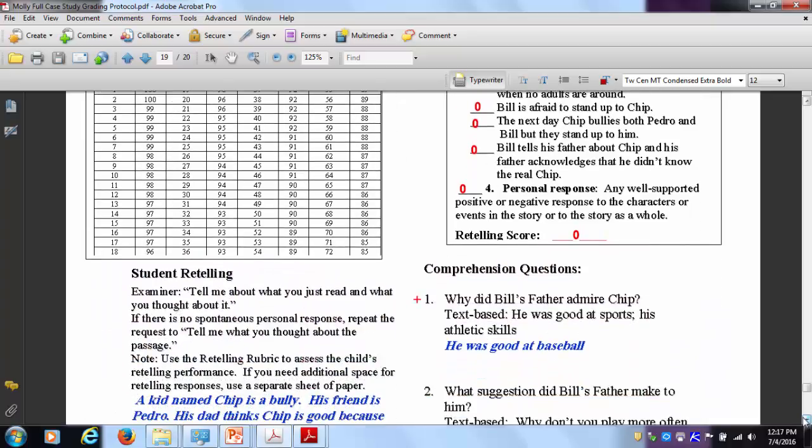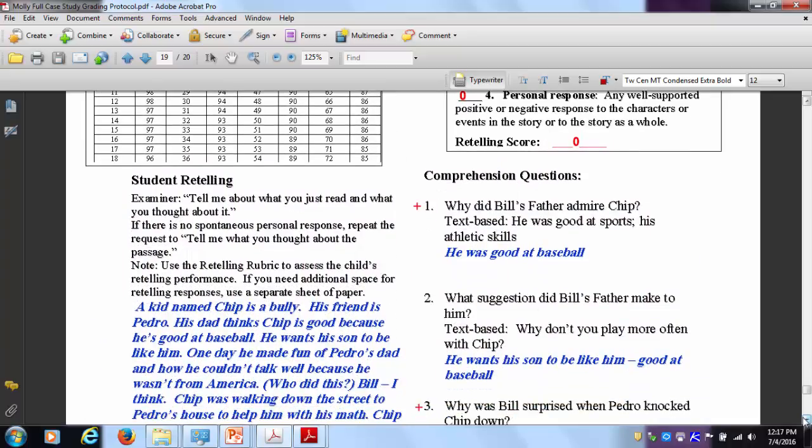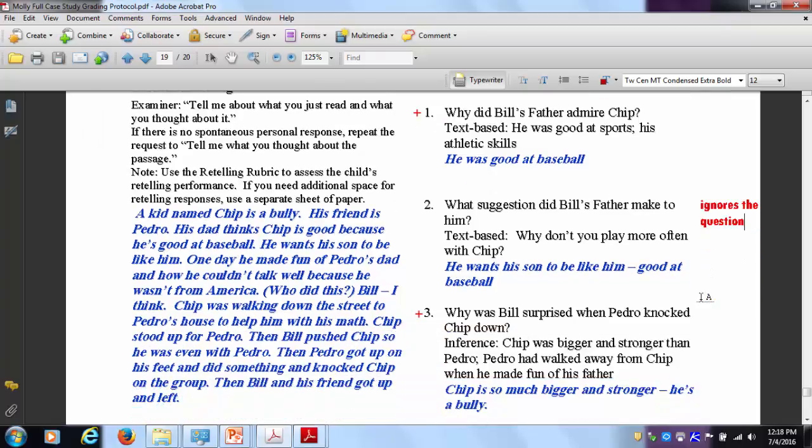So we're ready to move to the comprehension questions. Here for 2, she ignores the question. It's a dodger. It's what suggestion does Bill's father make? He wants his son to be like him, good at basketball. That is not the advice. So what she's doing is she's ignoring the question. And that's a pattern that we see.